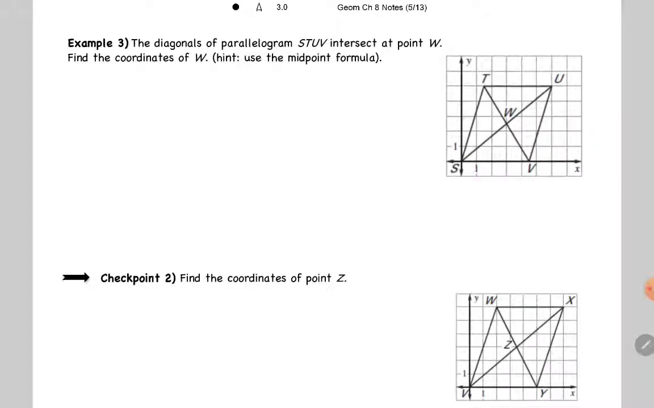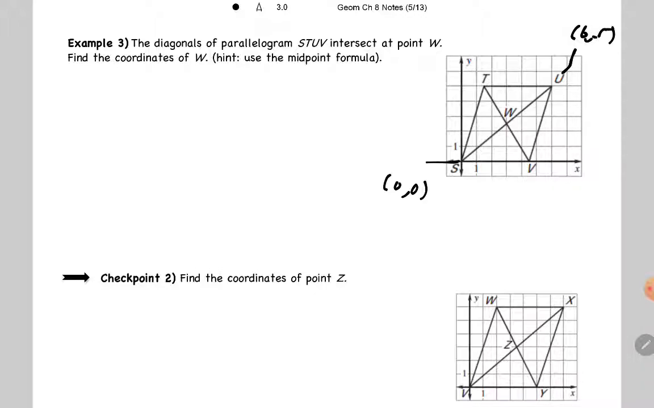Example 3. The diagonals of parallelogram STUV intersect at point W. Find the coordinates of W. Hint: use the midpoint formula. So we need to find the coordinates of W. Since we know the diagonals bisect each other, I'm just going to use this point here, 0, 0, S. And then point U is at 6, 5.